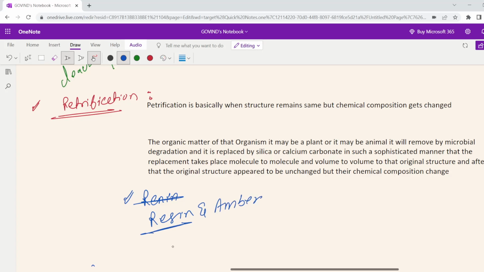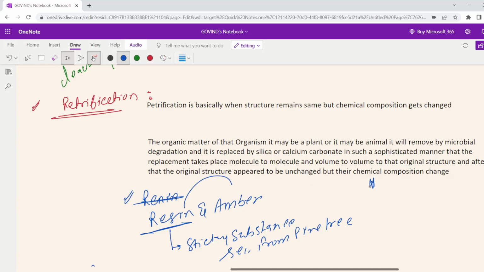Resin is a sticky substance that is secreted from the pine tree. On this sticky substance, let's say a fly comes, or a mosquito comes, then it attaches here, and later this resin hardens to form amber. So we got this. That is also important.